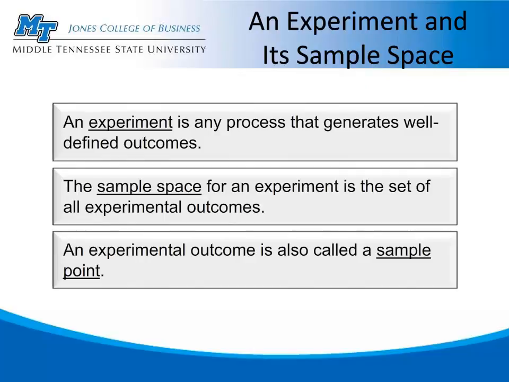The experiment is the process that generates the outcomes. One of the common examples that's used for teaching probability is to draw one card from a deck of 52 well-shuffled playing cards. The outcome is any one of those cards. That outcome is also referred to as a sample point. The sample space is a set of all possible outcomes.